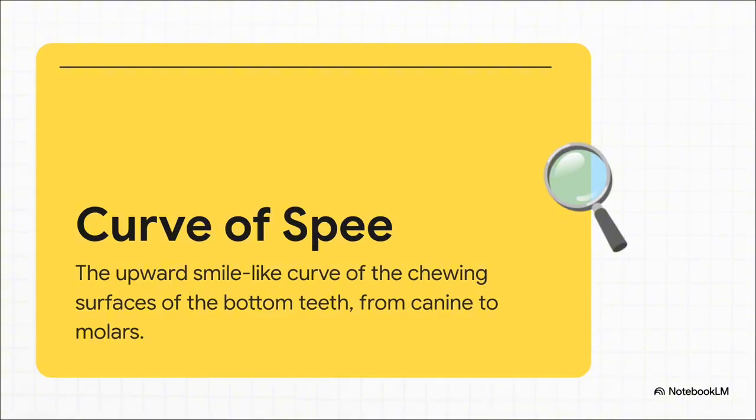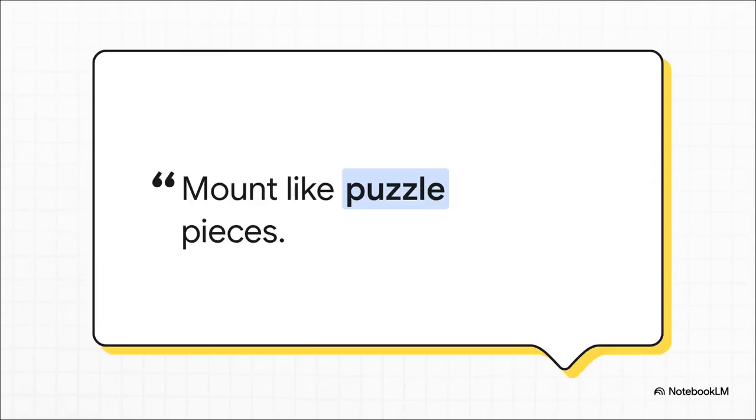Well, they look for natural landmarks in your mouth, and one of the most important guides is something called the curve of Spee. It's that slight upward, kind of smile-like curve your bottom teeth make from the front to the back. This natural feature is a key landmark for getting all those x-rays oriented correctly. It really all comes down to this one simple idea. Mount like puzzle pieces. By using landmarks like that curve of Spee and looking at the unique shapes of each tooth, the hygienist pieces the individual films together, one by one, until a complete picture of your mouth finally emerges.